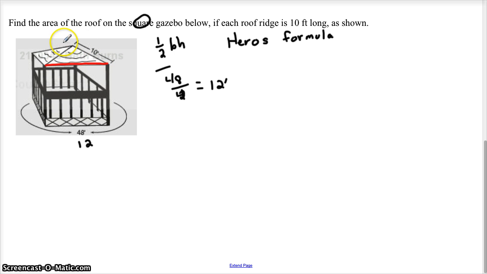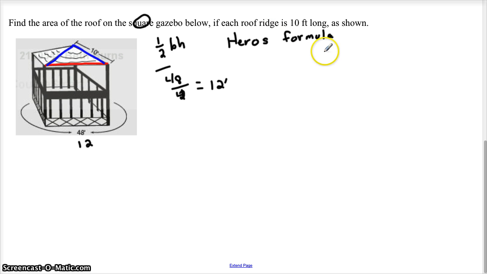Since this roof ridge is 10 feet, I also know this roof ridge is 10 feet. So now I actually know all three sides of my triangle, in which case I could use Heron's formula. Right now you could just say, I want to use Heron's formula.